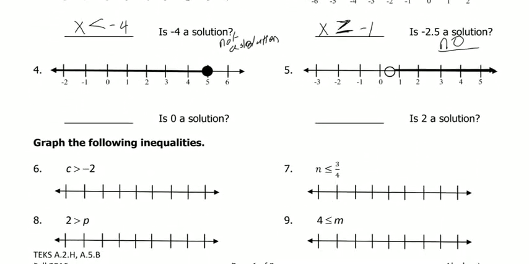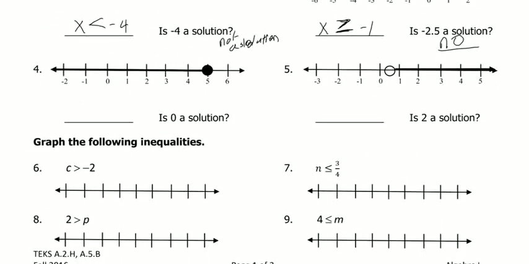On number 4, we've got x, and the dot's at 5. So x is going to be everything smaller than 5. So x is less than 5. And since it's a darkened dot, we're going to draw ourselves a line underneath it. And it's asking, is 0 a solution? Well, 0 is in the darkened in range, so yes.